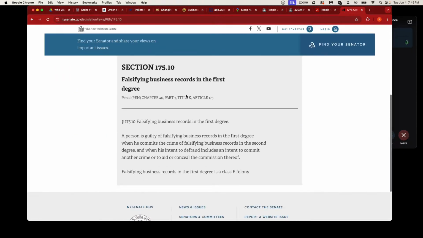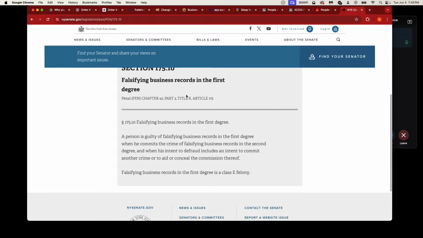So the law says a person is guilty of falsifying business records in the first degree when he commits the crime of falsifying business records in the second degree, and when his intent to defraud includes an intent to commit another crime or to aid or conceal the commission thereof.